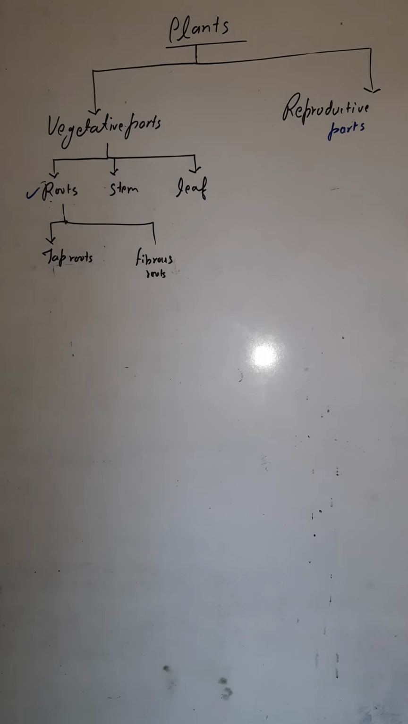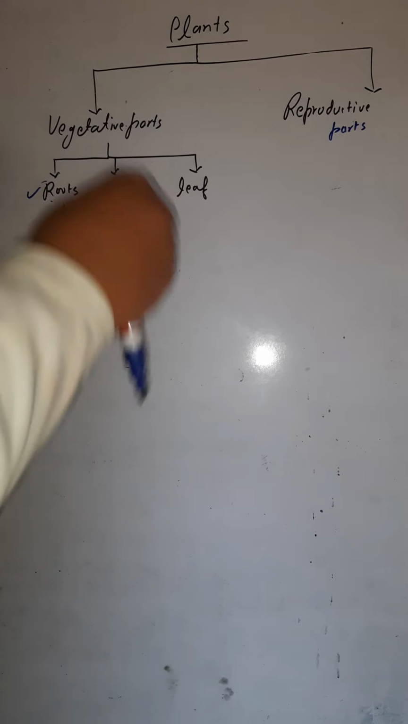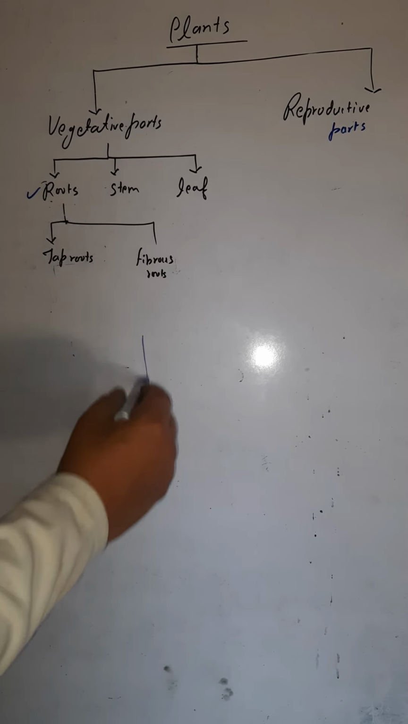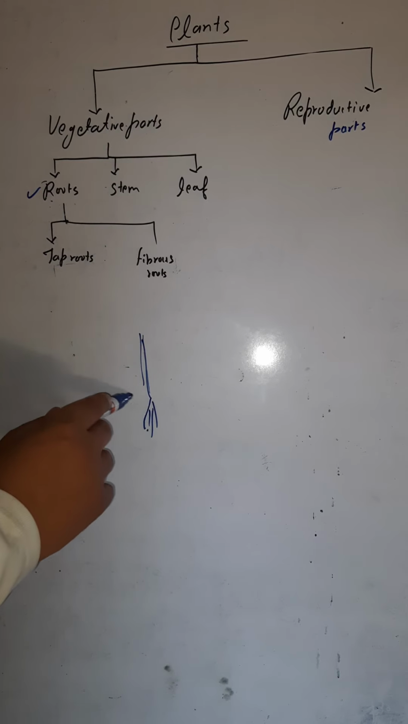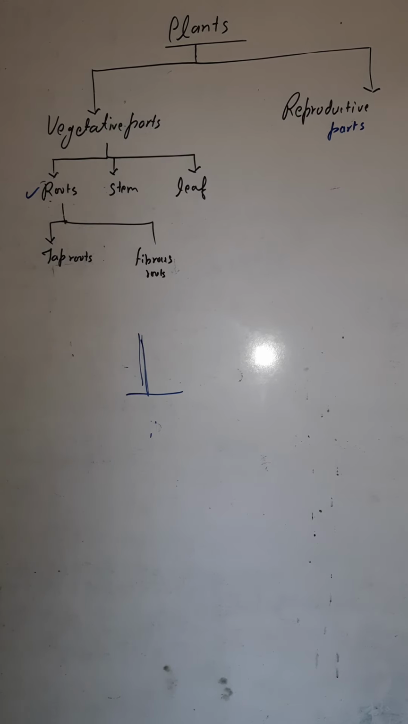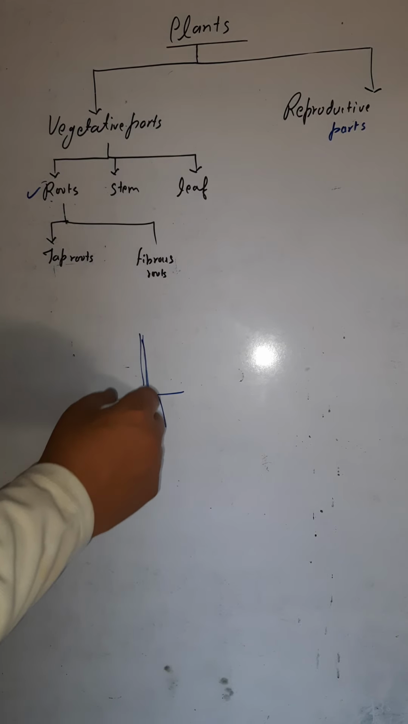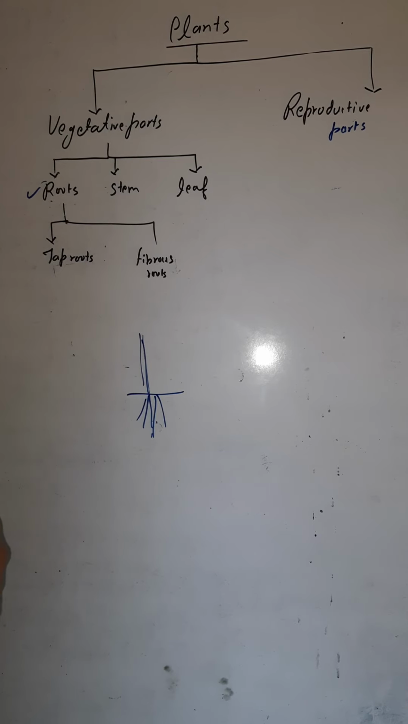The roots help in anchoring the plants in the ground. Suppose a plant is anchored in the soil with the help of the roots. If there were no roots, the plant would not remain there. So roots help the plant to anchor in the soil. This is the main function of the root.